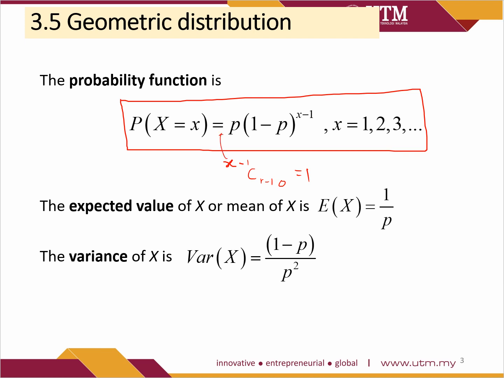And then the expected value of x, or mean of x, is given as 1 over p, and the variance of the geometric distribution is given as (1 minus p) over p squared. So these are the three formulas that you need to know. Now let's go through the examples so that you can understand how to apply the geometric distribution.